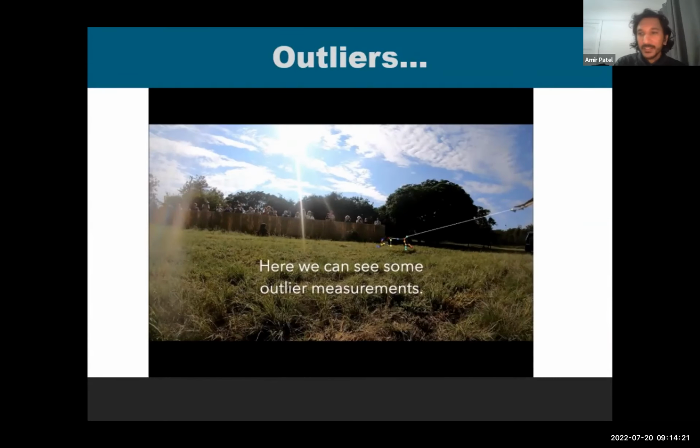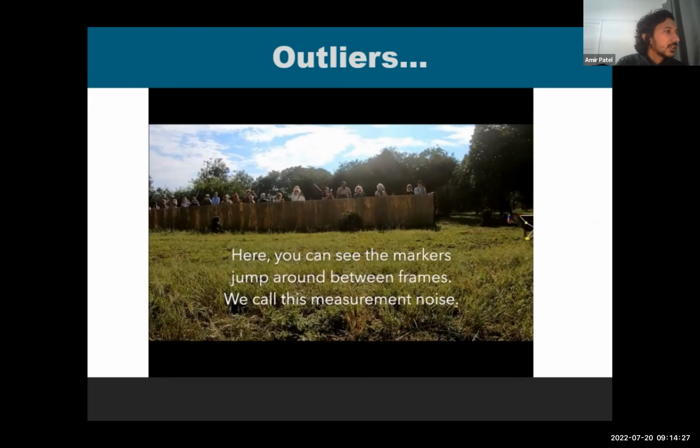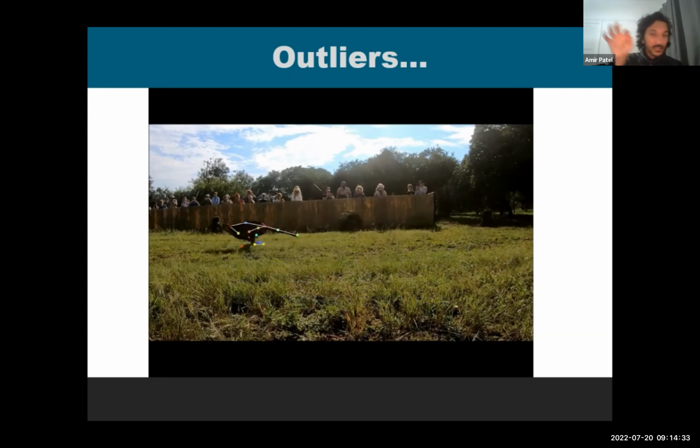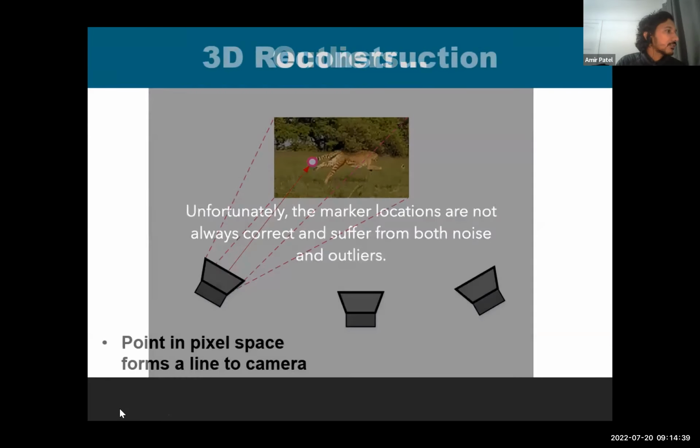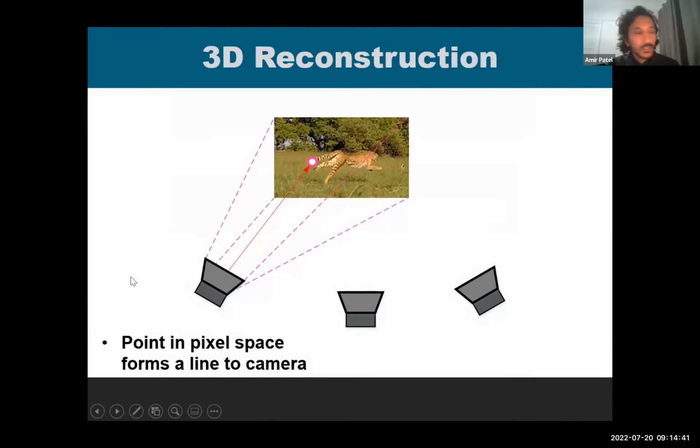But I think some of you may have seen there that unfortunately some of the marker locations have some outliers. Sometimes every now and then it would jump off and think it was on a plant. Also, because it's being automatically labeled, it's not like somebody actually clicking it manually, so there is a bit of noise. You can see the points move around a bit. So really tricky stuff for reconstruction.